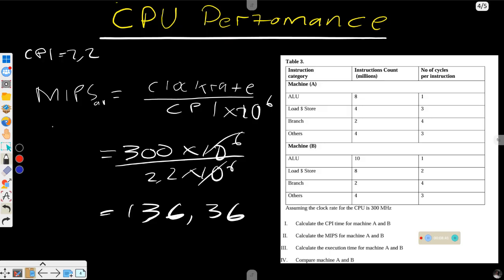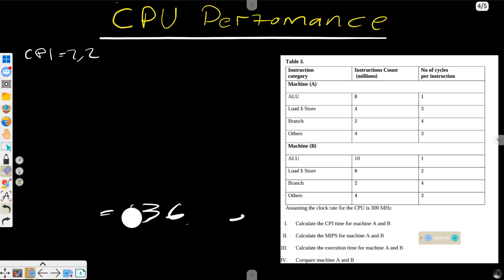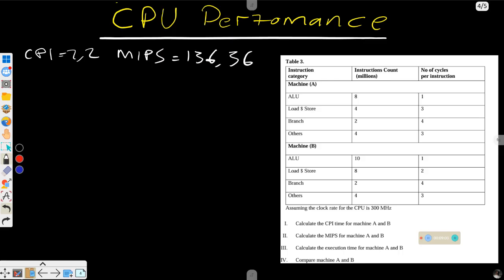136.36. That's our MIPS for machine A. Okay, MIPS 136.36. Therefore, let me just write it down there. MIPS is close to 136.36. Now we have to calculate the CPU time, which is the execution time.